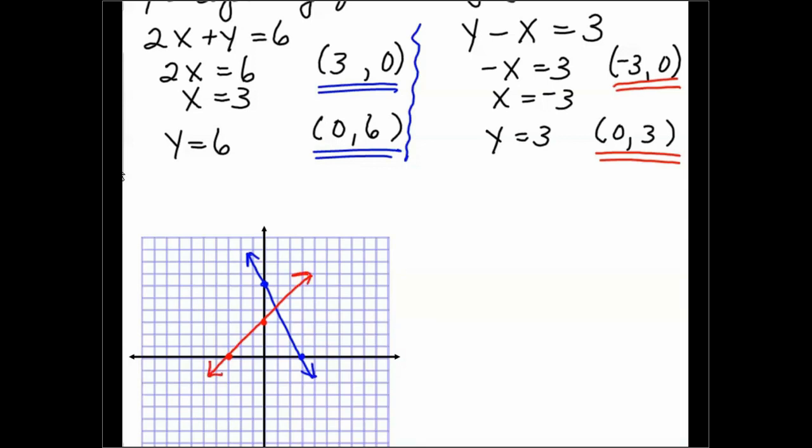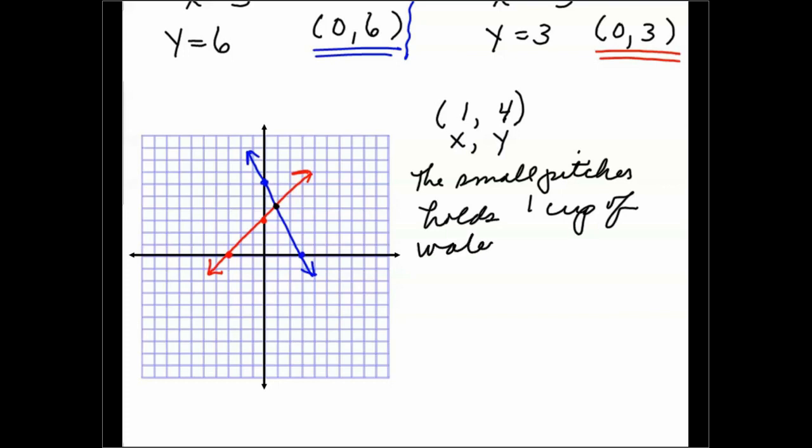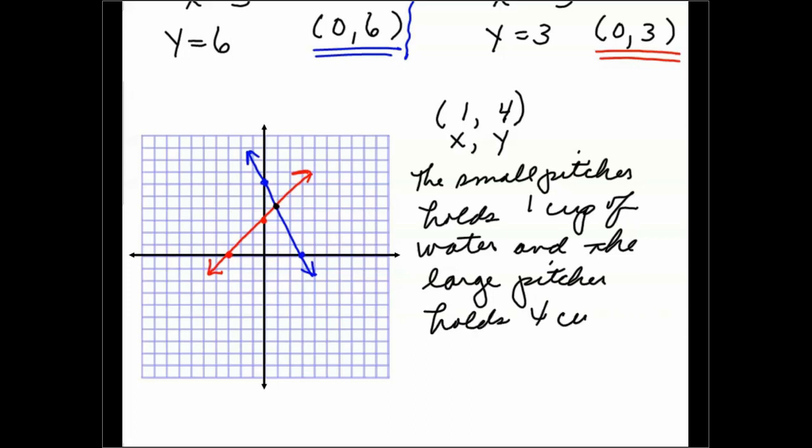The point of intersection is right here, and that is 1, 4. The 1 represents our variable x, the 4 represents the variable y. So this ordered pair is telling us that the small pitcher holds 1 cup of water, and the large pitcher holds 4 cups of water.